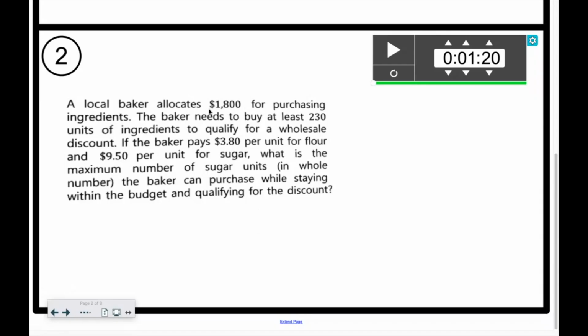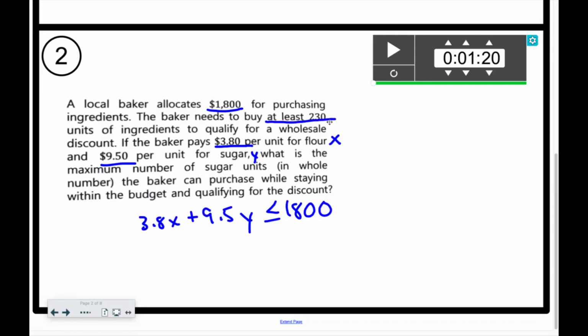So if we look at this budget, if I look at the money first, if I say the amount of flour is X and the amount of sugar is Y, I have 3.8x plus 9.5y. And then I can't go over my budget, so I have less than or equal to 1800. Again, it's natural to make that equals, but I want to explain why the inequality is super important. Then we have to buy at least 230 units. So that means x plus y has to be greater than or equal to 230.